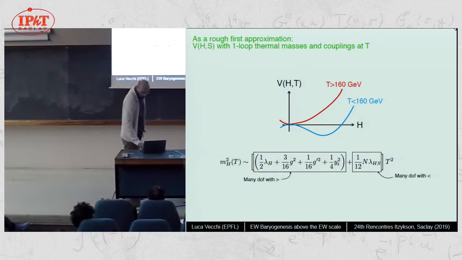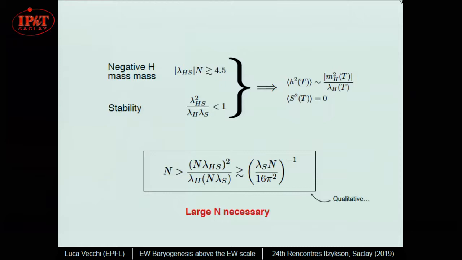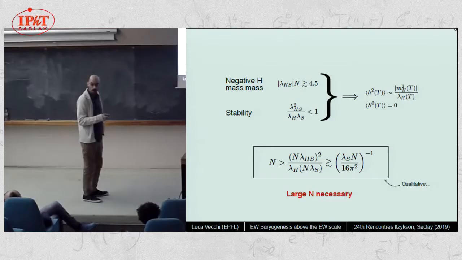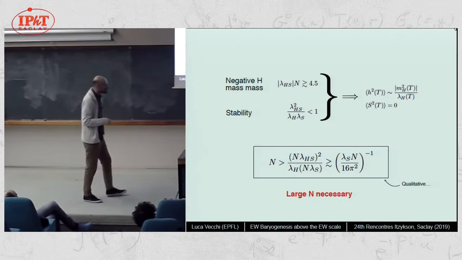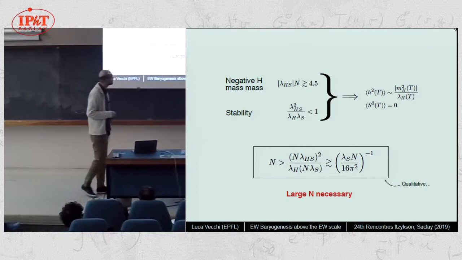So you immediately see, and here I quantify how large n can be and how large n should be, right? So it has to win over the positive contribution of the standard model. This is essentially the constraint dominated by a condition at the weak scale. Then we can impose stability, and if these two requirements together imply that in this toy model, just the Higgs gets a VEV, which is exactly what we wanted. S doesn't get any VEV. But you see, combining these two, you get that n has to be larger than something.